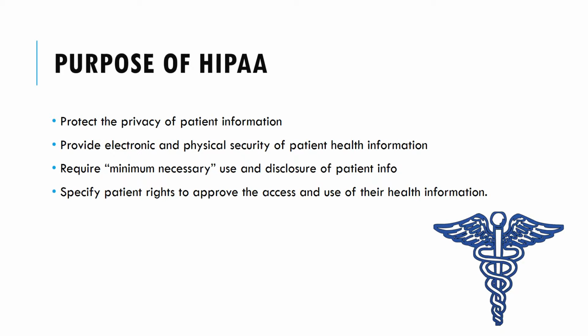HIPAA has essentially four purposes. First, it is meant to protect the privacy of patients' information, which will be discussed in more detail later in this presentation. Second, to provide electronic and physical security of patients' health information. Third, to require minimum necessary use and disclosure of patients' information. And fourth, to specify patients' rights to approve the access and use of their health information.